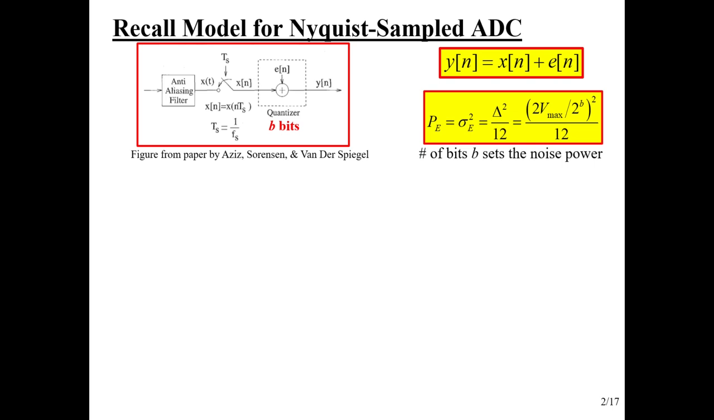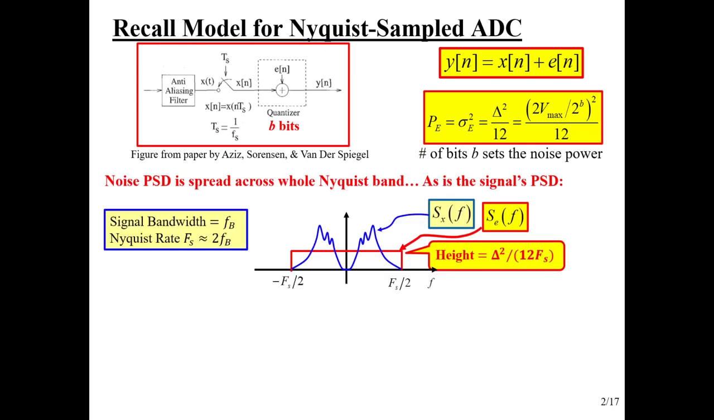So we know that we can model the output of this y of n as x of n plus this noise. We know that we can find the power of that noise is delta squared over 12, or we can write that delta out explicitly this way so we can see the dependence on the number of bits. So we see that the number of bits sets the noise power, and as the number of bits goes up, the power goes down, which is good. And so this is what we've been talking about.